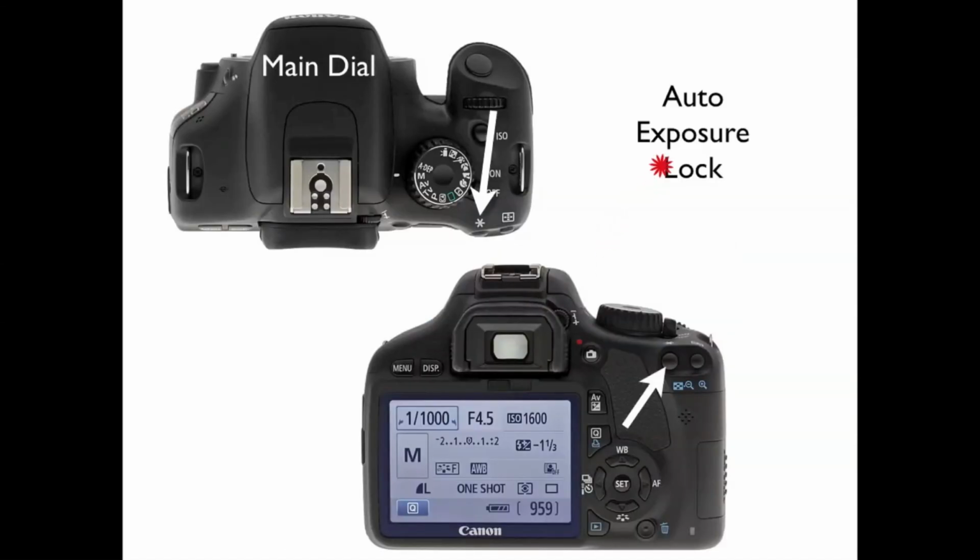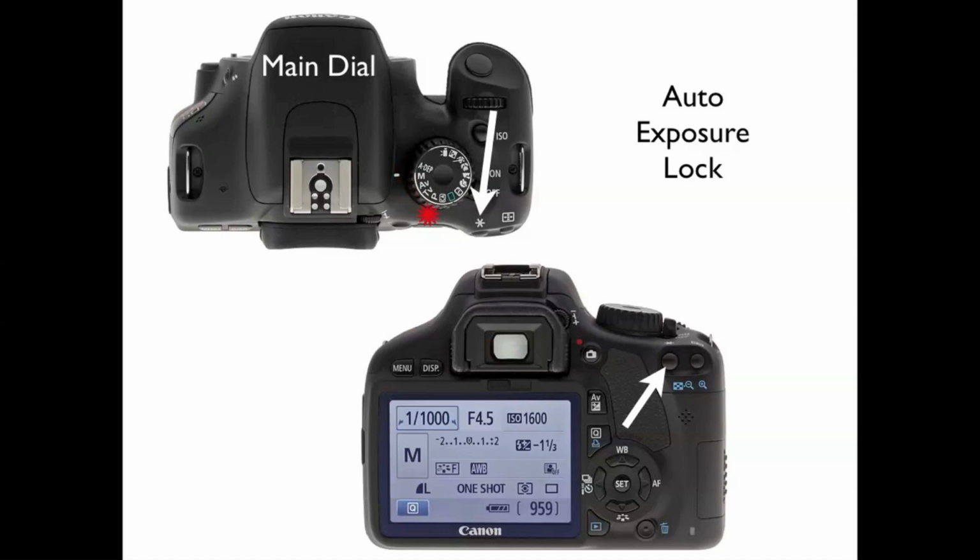Your auto exposure lock button. In program mode, shutter priority, aperture priority, these three modes right here, if you decide that you want to lock in your exposure, again, you cannot lock in exposure once you're in manual mode. There's nothing to lock. You've already decided what your ISO, aperture, and shutter speed are going to be. They will not change on you.